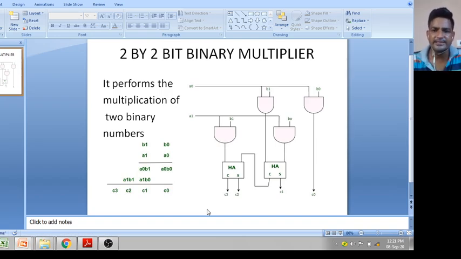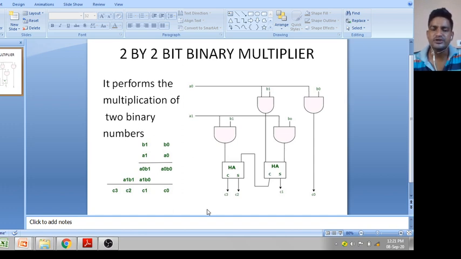Today I will discuss binary multiplier. What is the main function of binary multiplier? It simply performs multiplication of two binary numbers. Suppose there are two numbers A and B. It will multiply these two numbers.